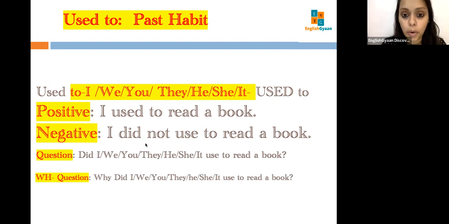Over here also you need to focus on, for the positive statement, you will use used to plus the first form of verb. For the negative, it will be did not and used to, not D, not used with D, because did and used cannot come in one statement. So the negative will be I did not used to read a book. And the question, did I used to read a book, or why did I used to read a book, or when did I used to read a book?